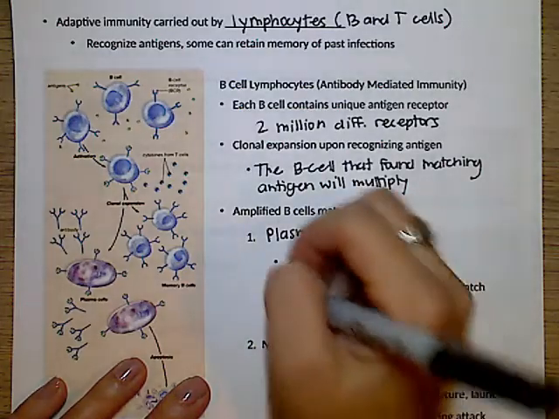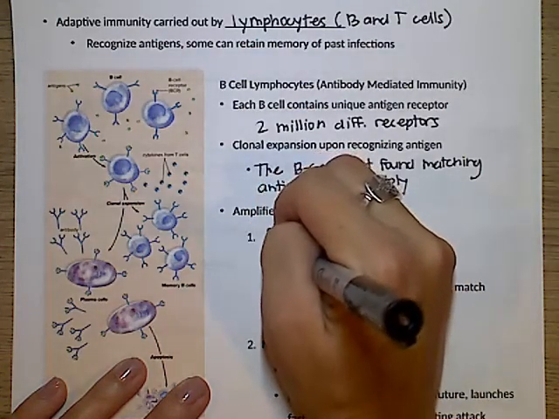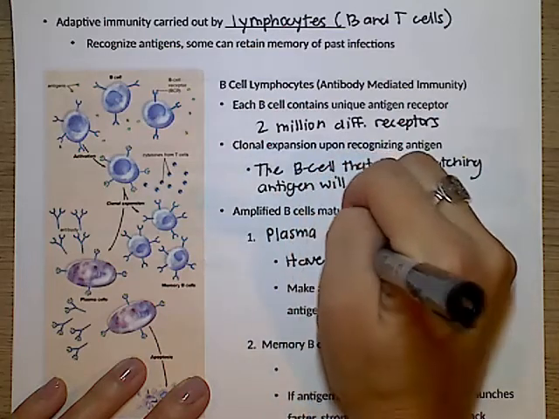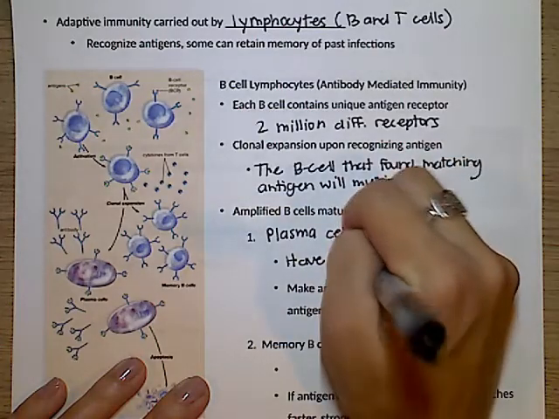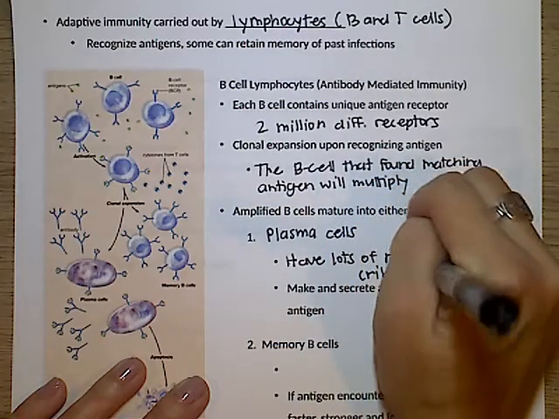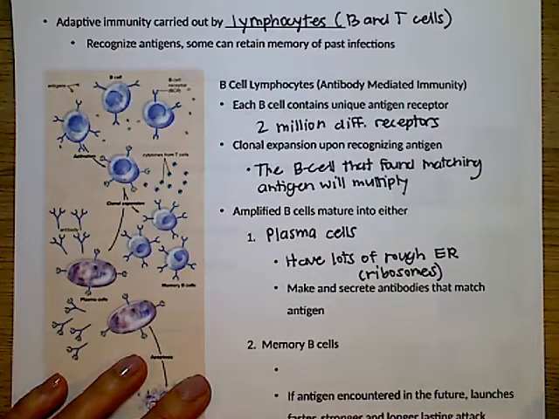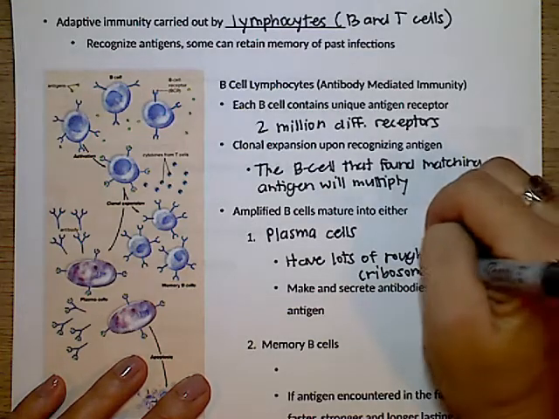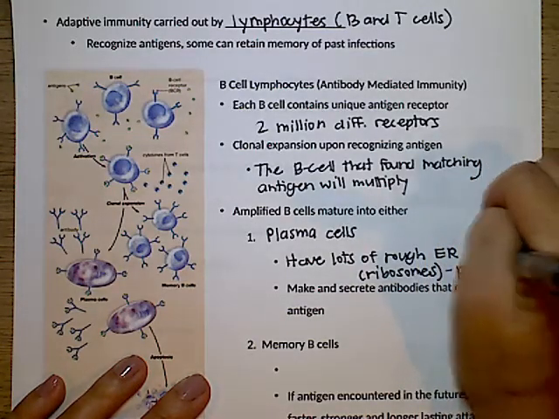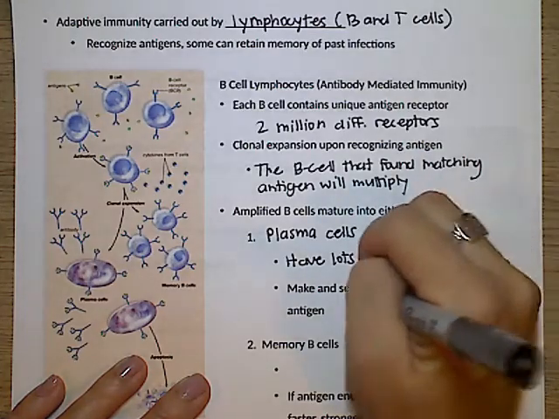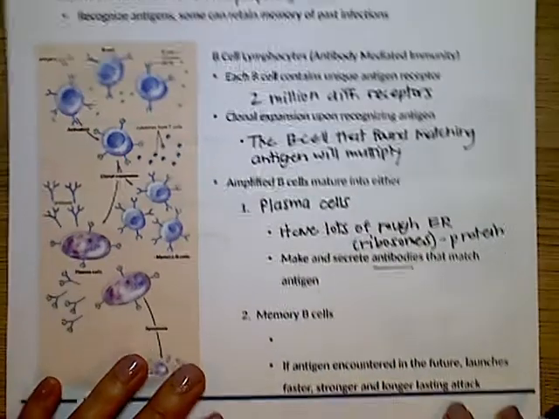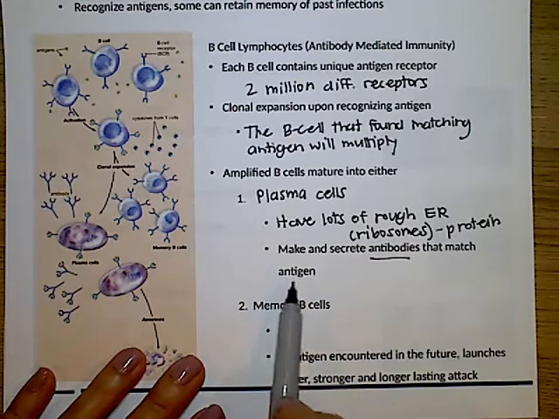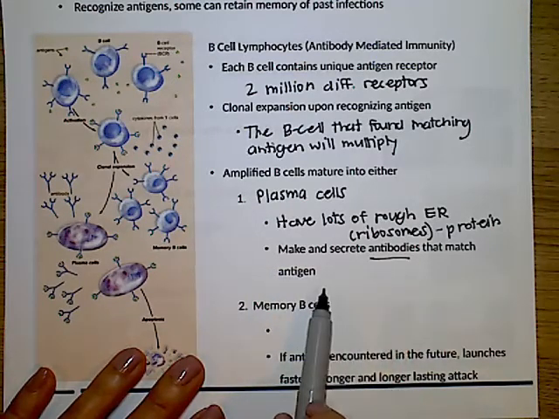So plasma cells have lots of rough ER. So that's going way back to our cells chapter. The rough ER, there's rough and smooth, and the rough is kind of like studded with ribosomes, and ribosomes make protein, and antibodies are proteins. So it makes sense that they would have a lot of rough ER. And these plasma cells are going to make and secrete antibodies that match the antigen.